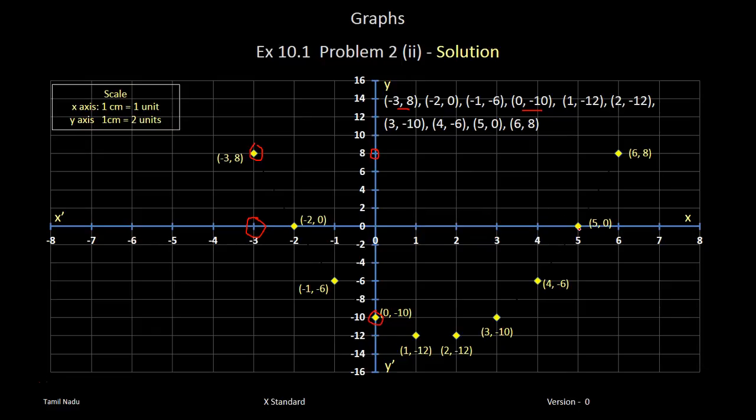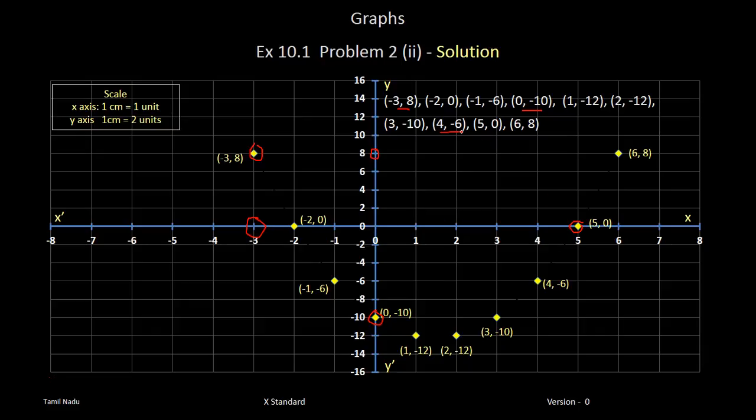Similarly, let's take this point, that is 5, 0. x is equal to 5 and y equal to 0. So y is also basically on the x-axis. So this is the point.